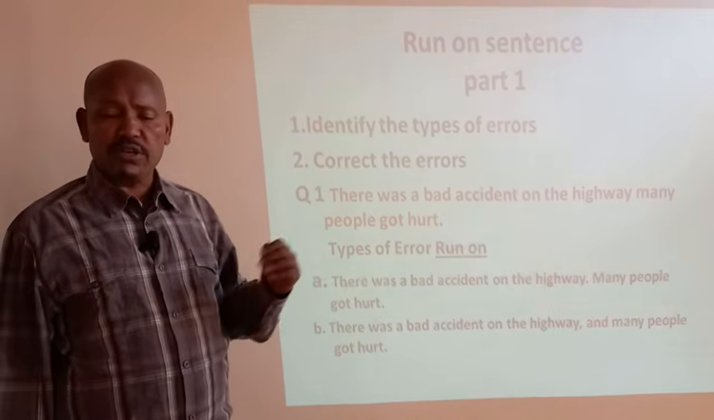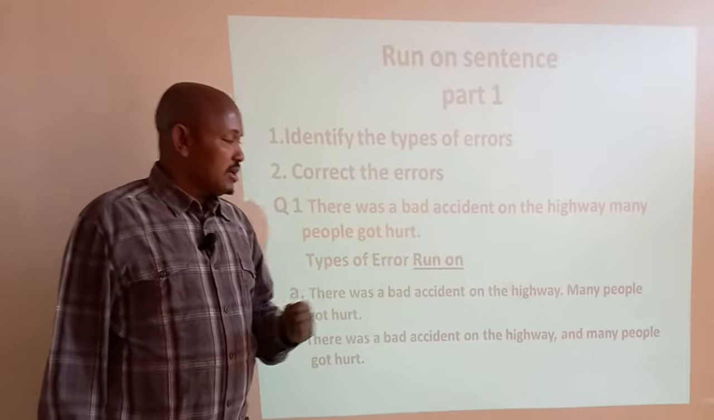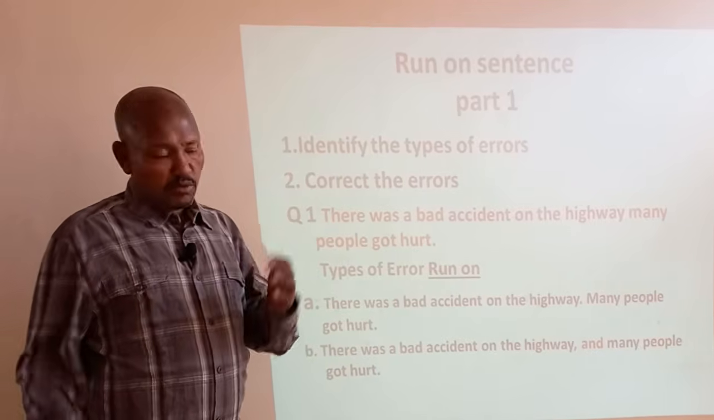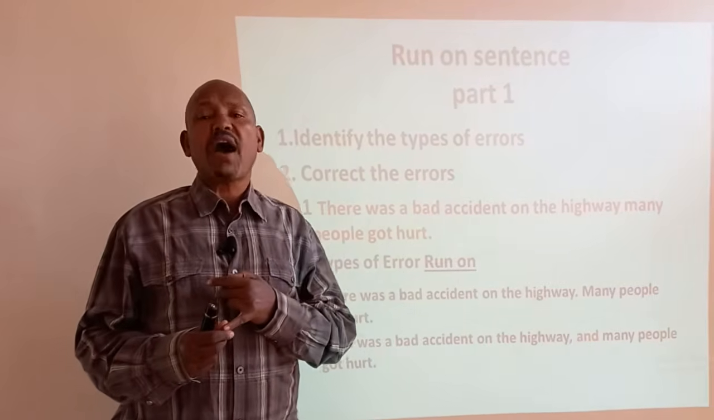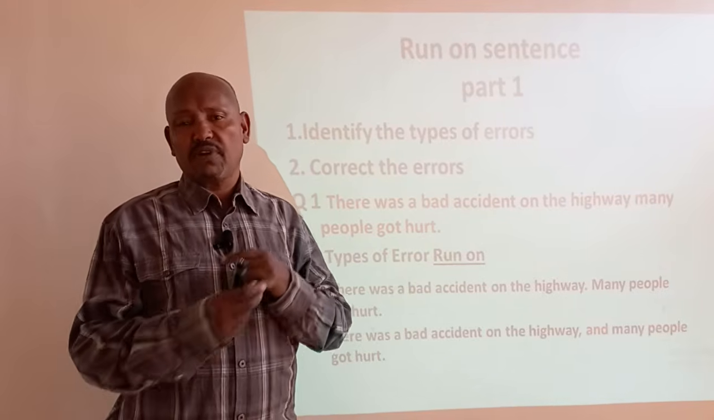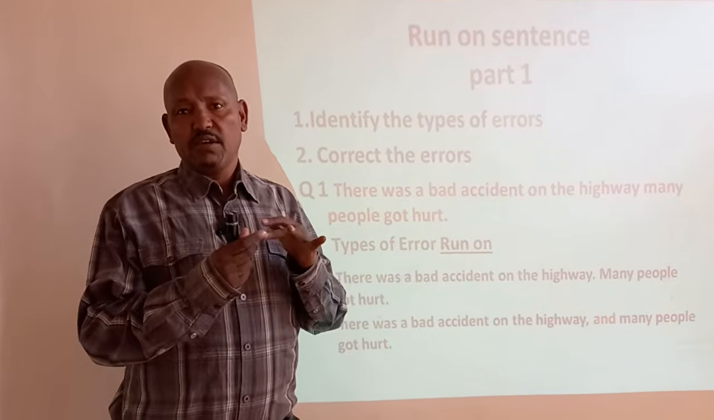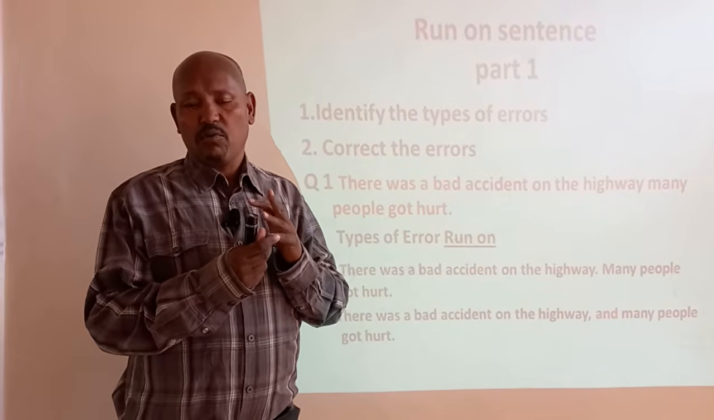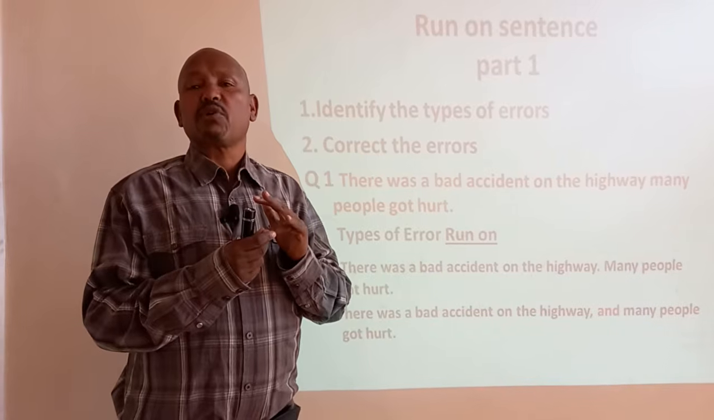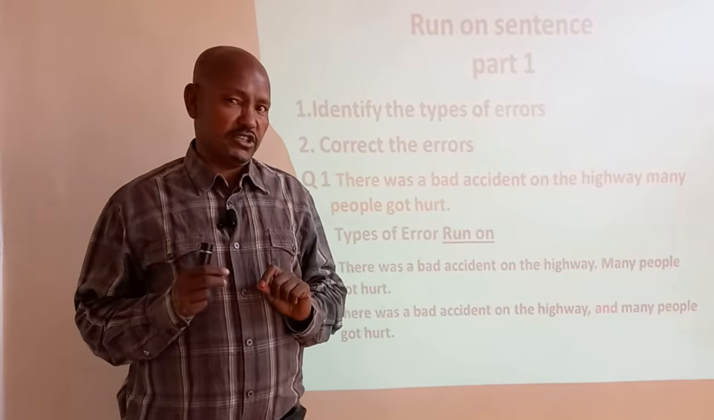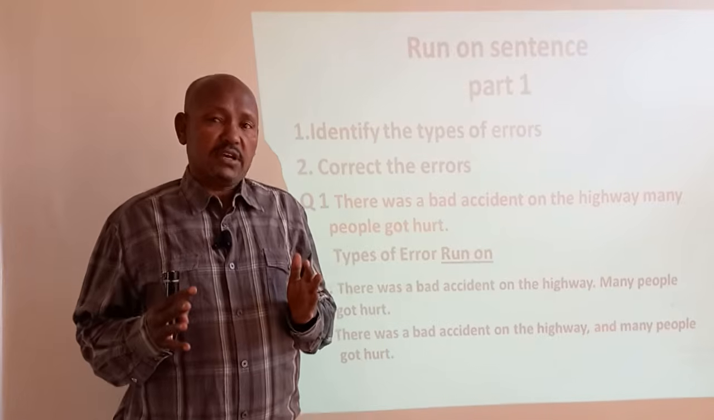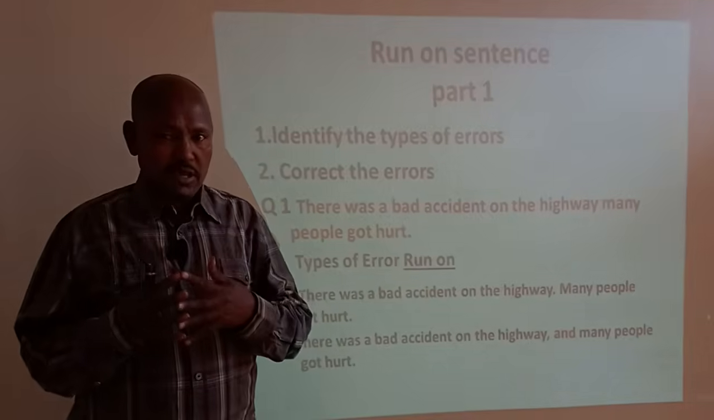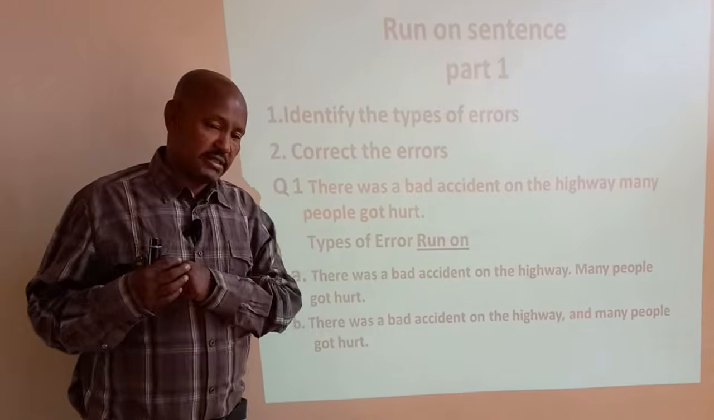We also have another way of correcting this one. We can use a comma and a coordinating conjunction. What are the coordinating conjunctions? Use FANBOYS: F for, A and, N nor, B but, O or, Y yet, S so. All these are examples of coordinating conjunctions. We use the coordinating conjunction according to the meaning of the sentence. So this is the second example.